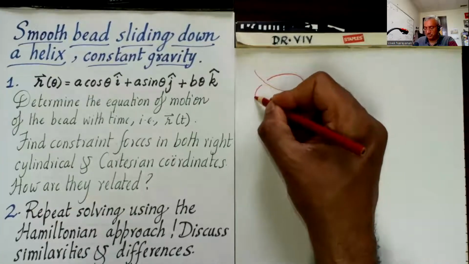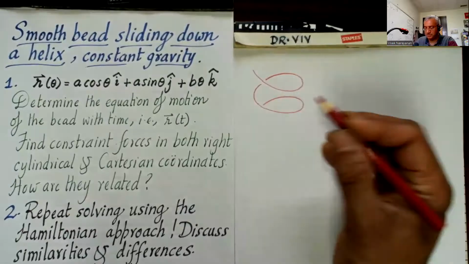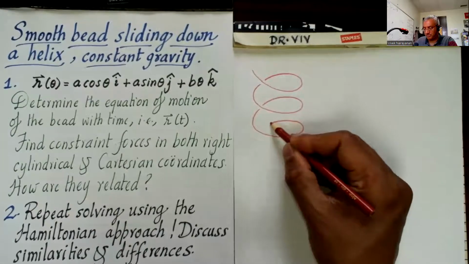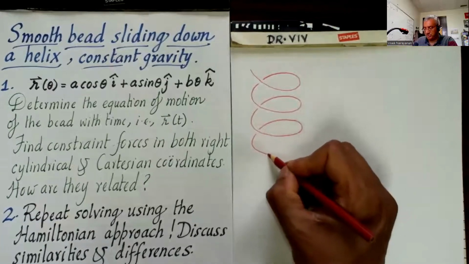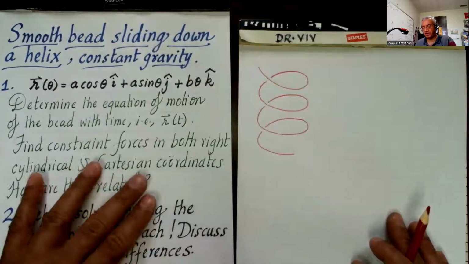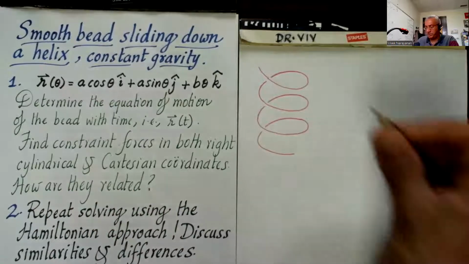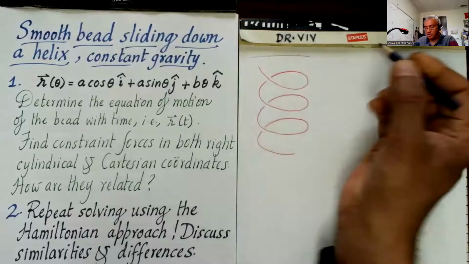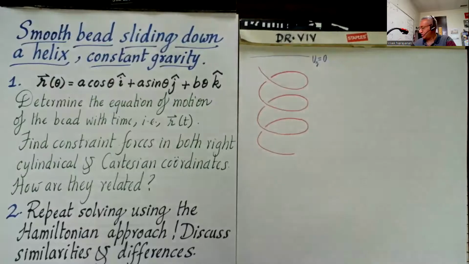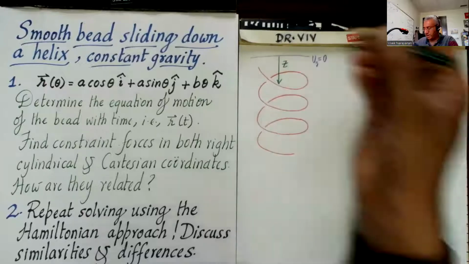When I leave gaps, it means it's going behind. The separation is controlled by the parameter b, also called the pitch of the helix. We are going to take a coordinate system in which the xy plane is somewhere on the top, and the potential will be 0 there for gravity. And then the bead is going to be at some z coordinate below the xy plane.